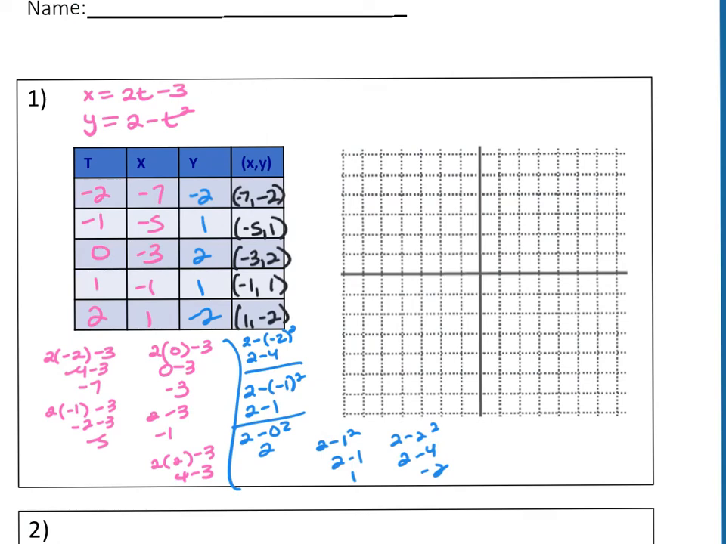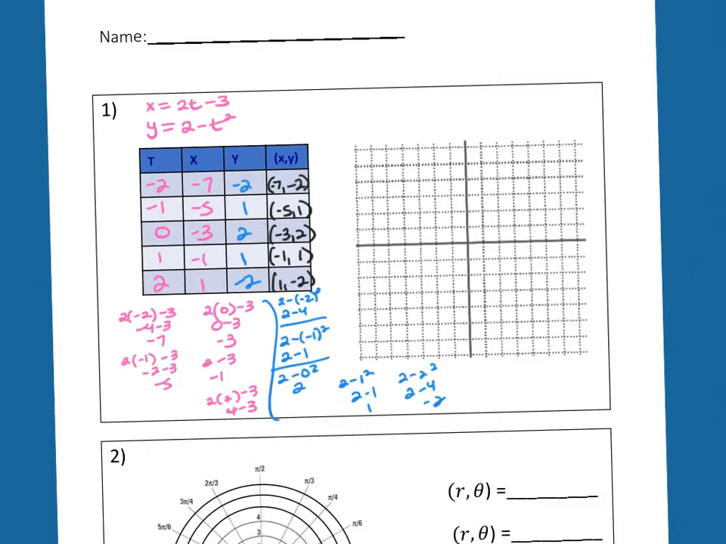So if I take x equals 2t minus 3, and I take y equals 2 minus t squared. Oh, you know what? I can't. Hang on. I'll have to screen it. All right. So if I took x and I plugged in the values that they gave me, which are going to be the same values, -2, -1, 0, 1, and 2, you're going to plug them in. That's in the pink. So I got -7, -5, -3, -1, and 1.